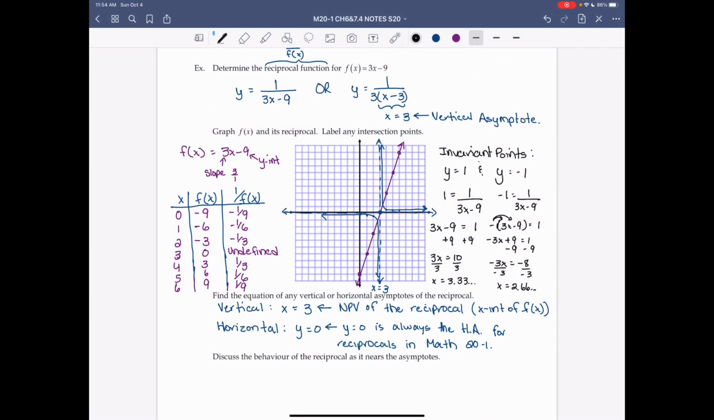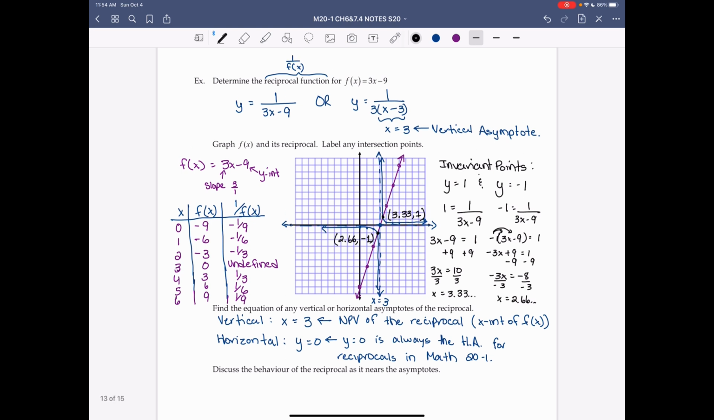So then our invariant points are when x is 3.33, y is 1, and then at 2.66 and -1. Discuss the behavior of the reciprocal as it nears the asymptotes.